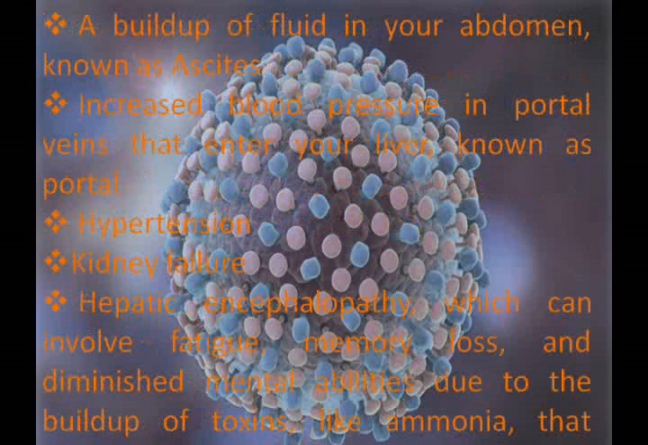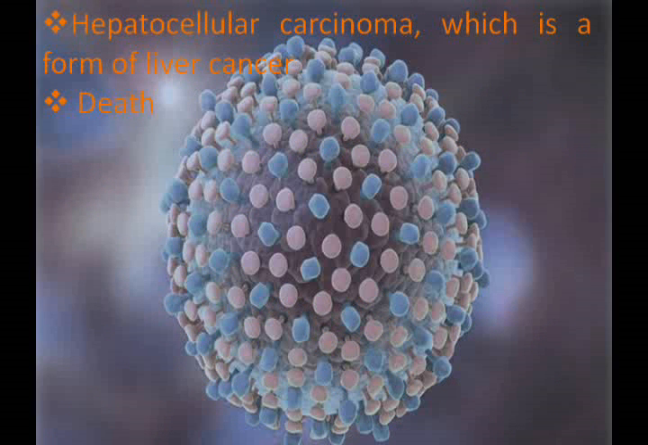Because the virus affects the liver, people with chronic hepatitis B or C are at risk for chronic liver disease, cirrhosis, liver cancer, bleeding disorders, a buildup of fluid in your abdomen, known as ascites, increased blood pressure in portal veins that enter your liver, known as portal hypertension, kidney failure, hepatocellular carcinoma, which is a form of liver cancer, and death. Some patients rapidly become comatose. Mortality is as high as 90%.